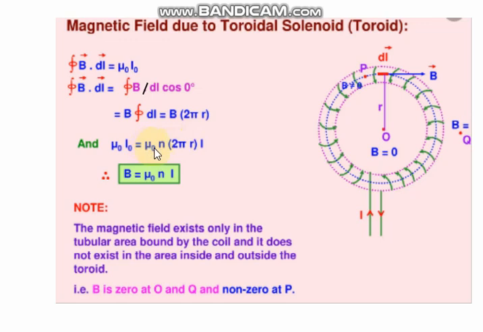You must note that we have not written mu naught times I, but mu naught times n into 2 pi r times I, because this much is the current enclosed by the Amperian loop. On the other side we have B into the integral of dl. If you add up all these dl's around the closed path, you will get the circumference of this loop, so this integral will give us 2 pi times r.